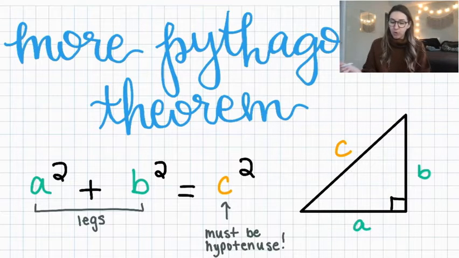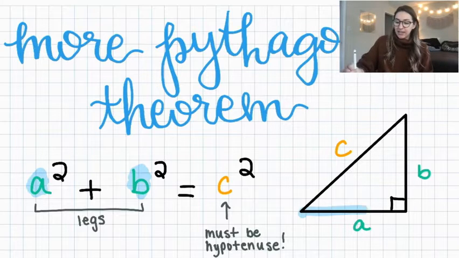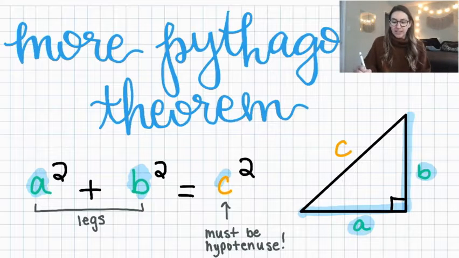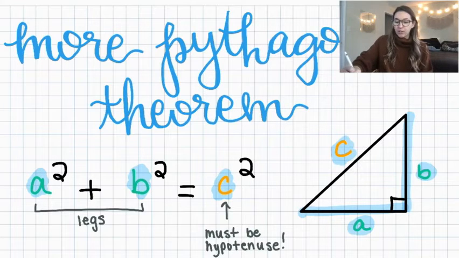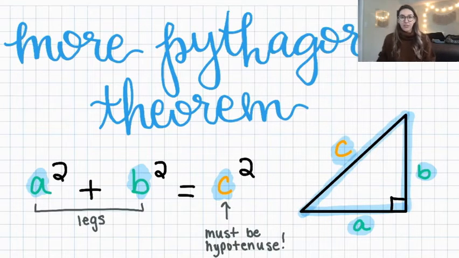And the other most important thing to know is that a and b must be the legs of the triangle. They must be the two shorter sides, so that c can only be the hypotenuse, which is the longer side. Let's go ahead and start with an example here.